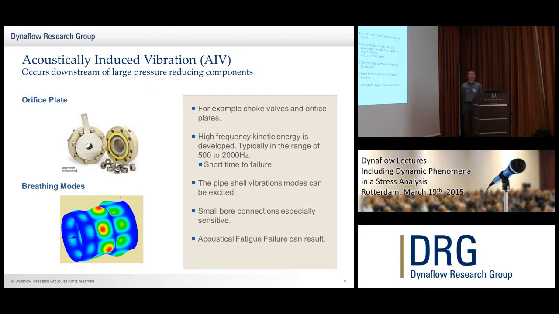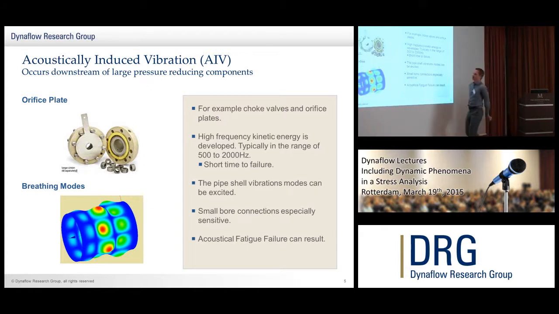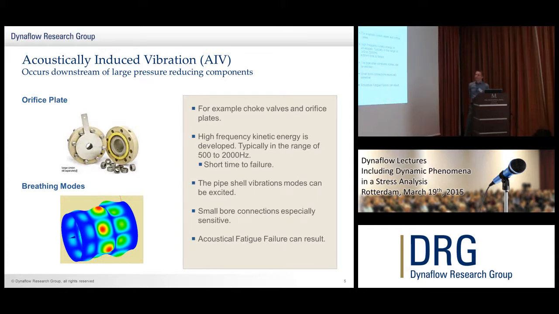It can excite breathing modes, which are shown in the lower left corner, in the wall of the pipe. What you'll see here are what are called lobes. You've got a sort of sinusoidal profile along the length of the pipe and also around the circumference. Exciting these can often lead to problems and fatigue failure. I've highlighted here the small bore connections in the wall of the pipe. In the connection region, if such breathing modes are excited, this can lead to particular problems at these small bore connections.